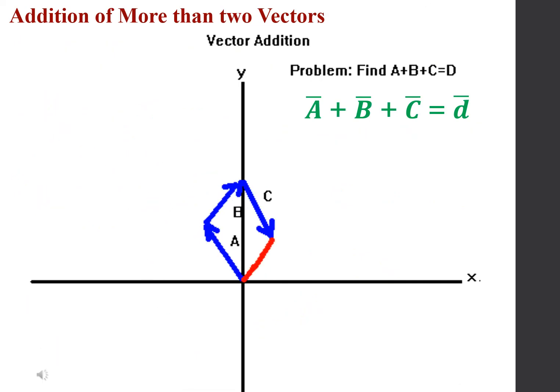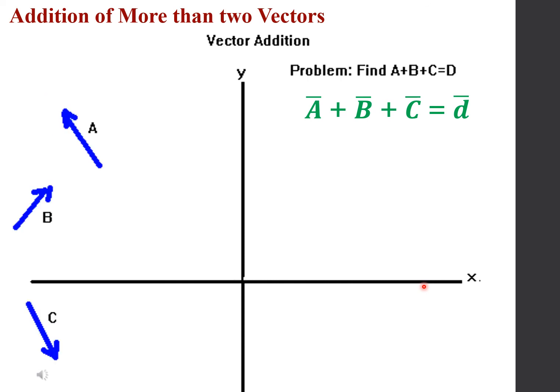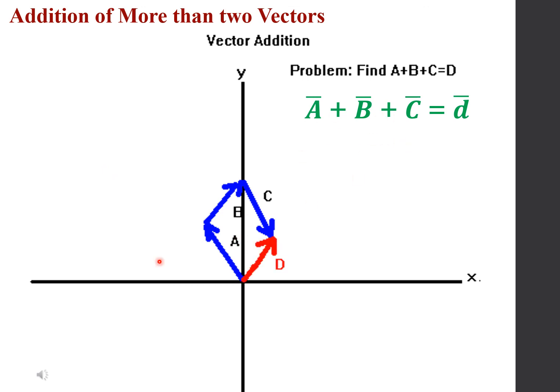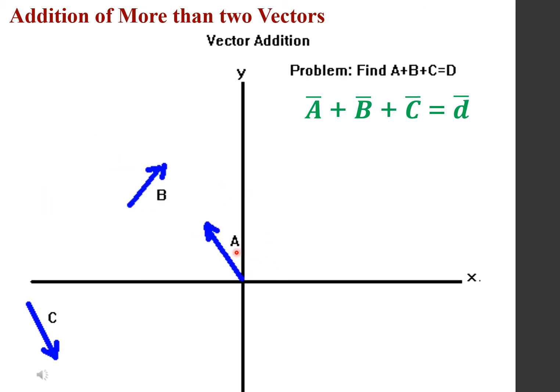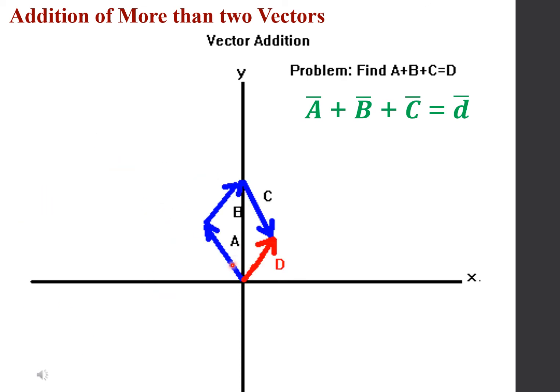Addition of more than two vectors. Now we have three vectors A, B, and C. We can add vector A, vector B, and vector C together by selecting a suitable scale and then using head to tail rule. So the tail of each vector is on head of the previous vector according to the head to tail rule. Here tail of vector B is on the head of vector A and tail of vector C is on the head of vector B.